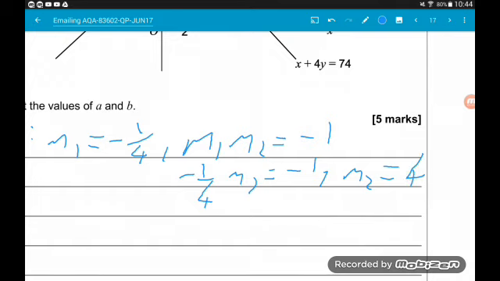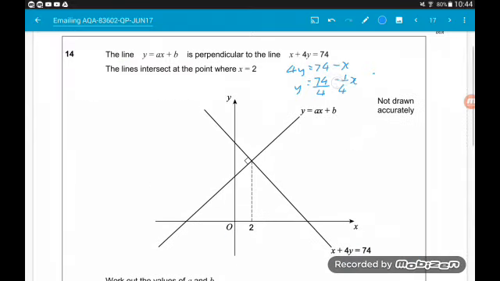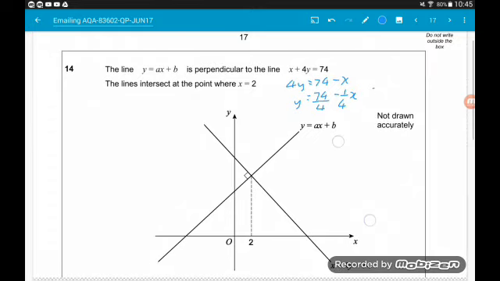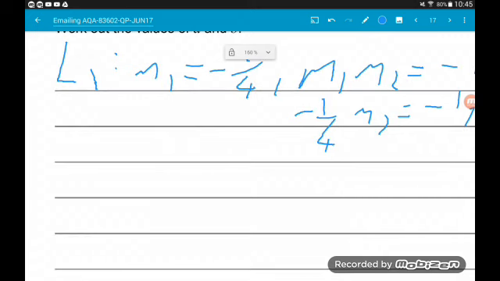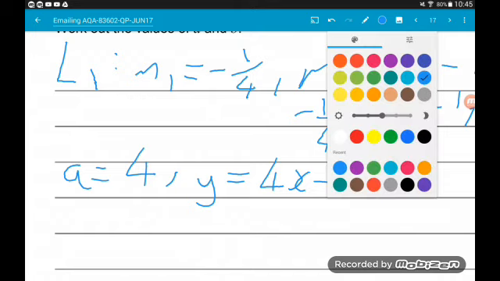So what we've actually just done there is we have worked out the value of a. Remember, the equation of our line is y equals ax plus b. So a is the gradient, a is 4. Yay. So the equation of our line is now y equals 4x plus b. Cool.